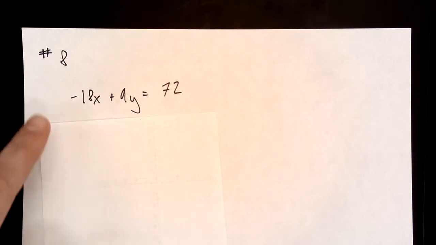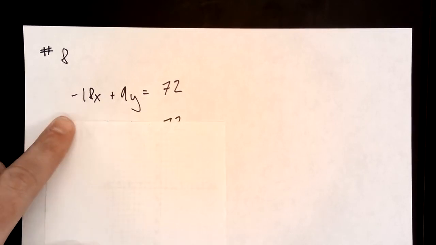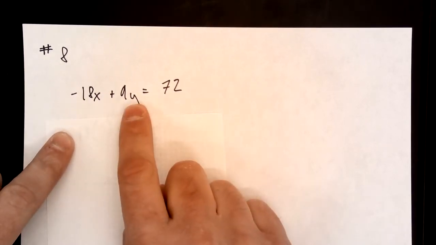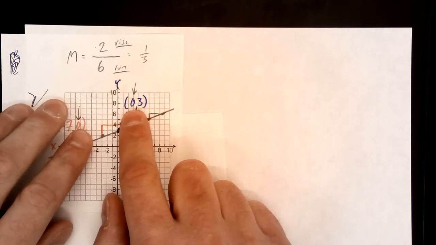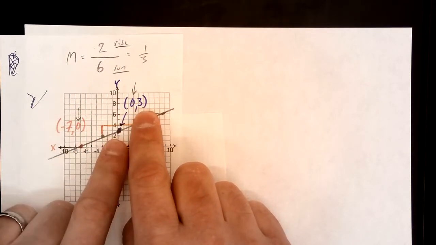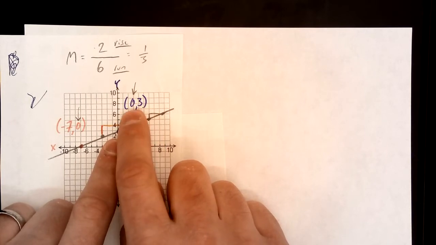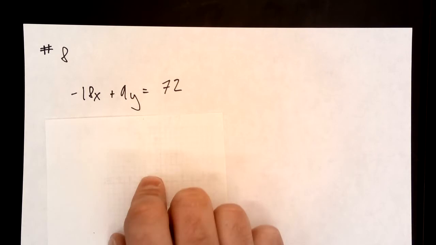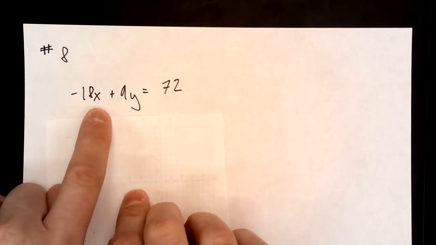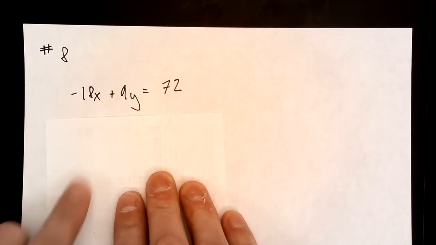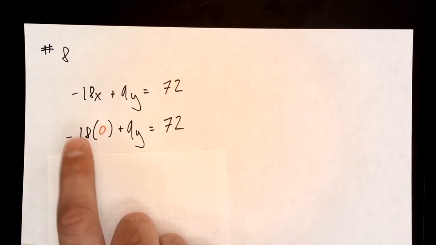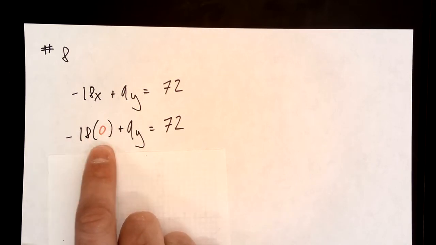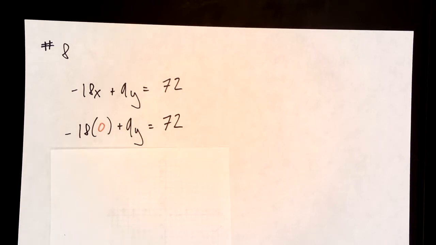I'm going to start by writing down the equation. And then if I want to find the y-intercept, well, I know from this picture that the y-intercept occurs when x is 0. So here's what I'm going to do. I'm going to change x. I'm going to substitute in 0 into its place. So now my equation reads 18 times 0 plus 9y equals 72.